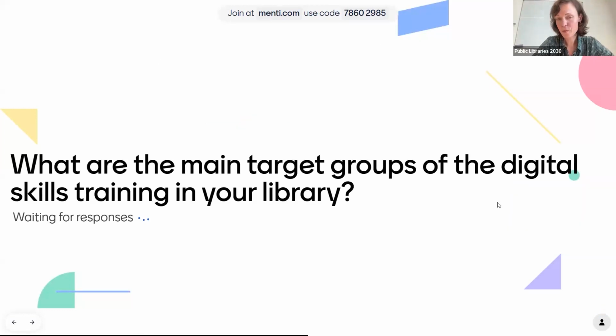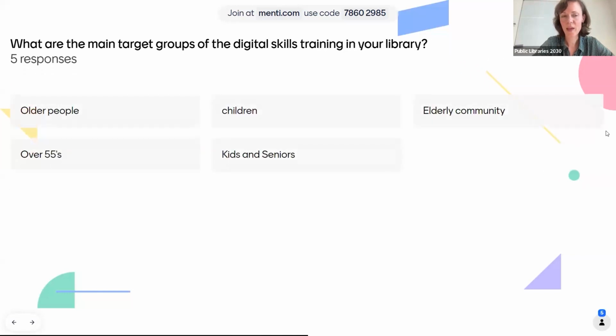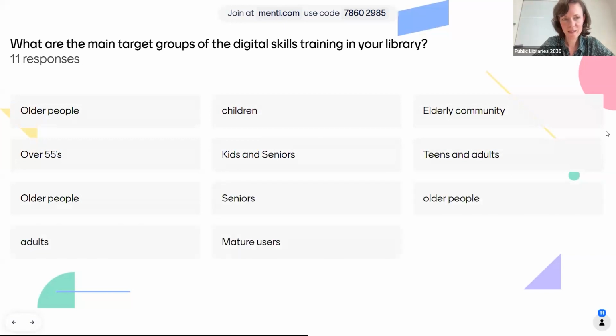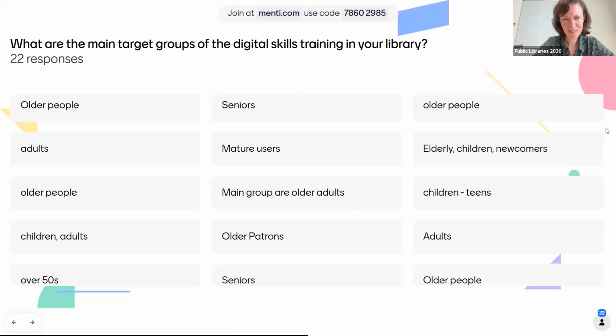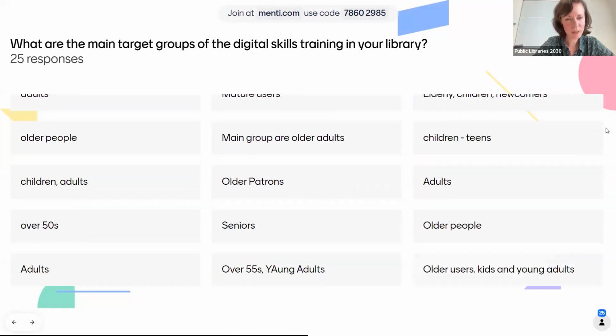So to those of you who answered yes in the previous question, what are the main target groups of the training you are providing in your libraries? Okay. That's interesting. We have everything. Okay, so there seems to be a focus on seniors or over 55. It's not so senior. All is relative. It depends.